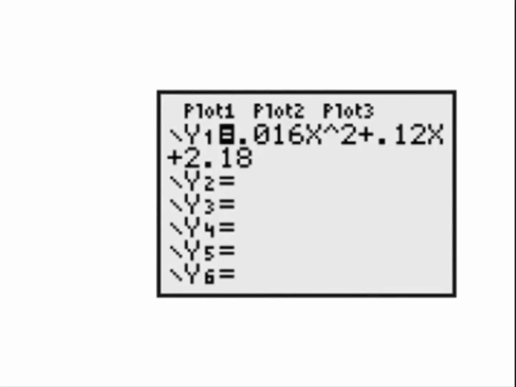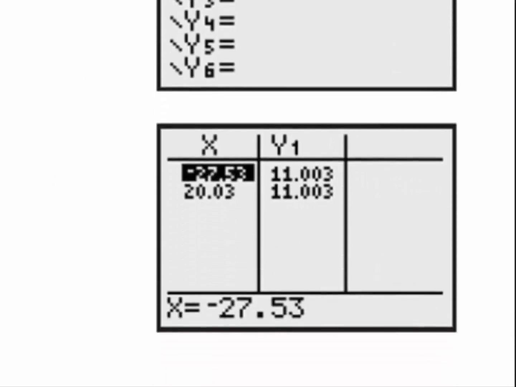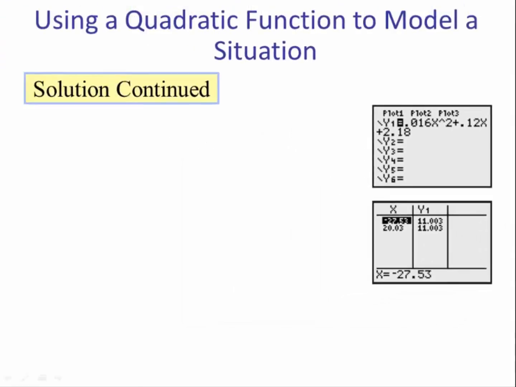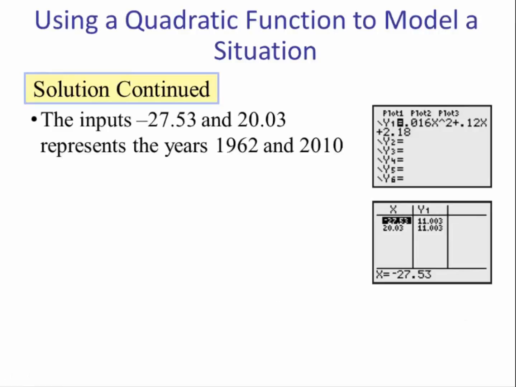We put the equation in y1, and using the table feature, when x is negative 27.53, we have something very close to 11, and when x is 20.03, again we have something very close to 11. So what does this mean in terms of the problem?